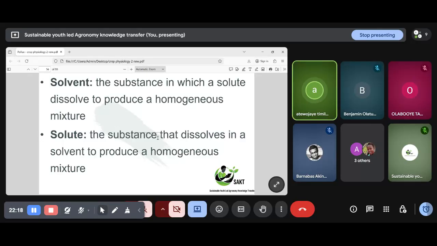So solvent is that in which a solute dissolves to produce a homogeneous mixture. It's not hard. What this is telling you is that a solvent is like water, something that will dissolve something. Solute is what dissolves in a solvent. So solute is more like your salt. So let's move on.